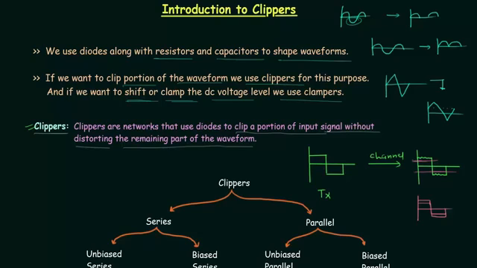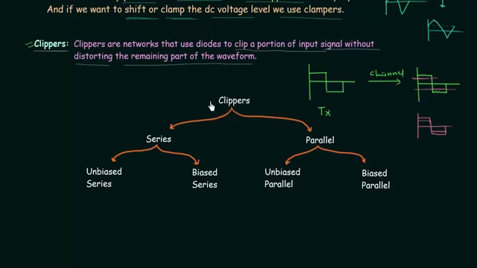The next thing is the classification of clippers. Clippers are classified into 2 types: series clippers and parallel clippers. In case of series clippers, diode is connected in series with the load resistance, and in case of parallel clippers, diode is connected in parallel with the load resistance. Series clippers are again classified into 2 types. First one is the unbiased series clippers, second one is the biased series clippers. Parallel clippers are also classified into 2 types. First one is unbiased parallel clippers, second one is biased parallel clippers.